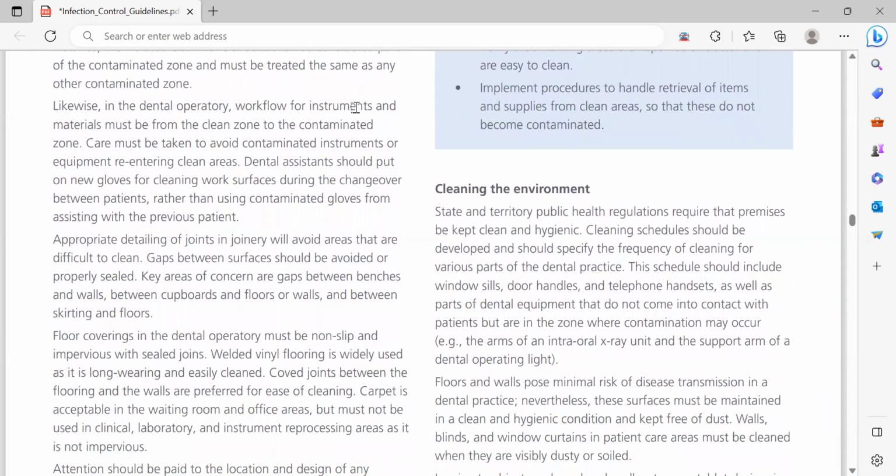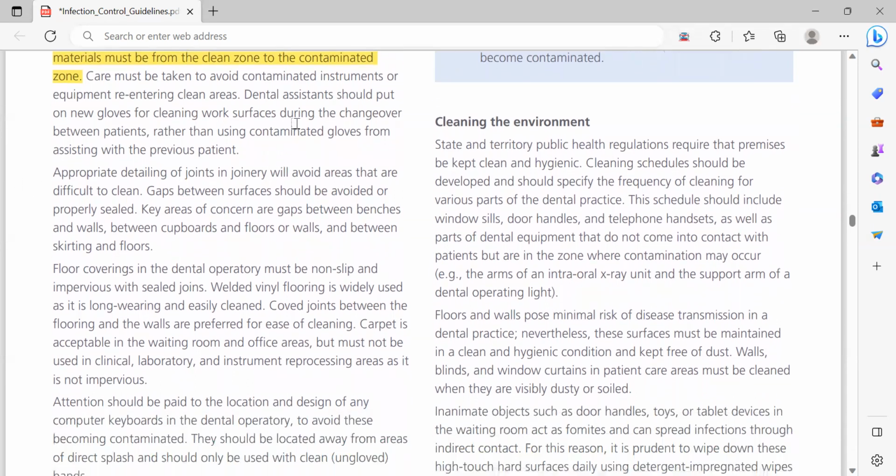Likewise, in the dental operatory, workflow for instruments and material must be from the clean zone to the contaminated zone. You should always take the clean material or the clean instruments, the packed instrument from the clean zone, and then use it for the patient. Then they would get contaminated and then you bring the contaminated instrument back into the dirty area of the sterilization room, where you will manually clean them, then ultrasonic, then pack them, then they would get sterilized and they would go back to the clean zone.